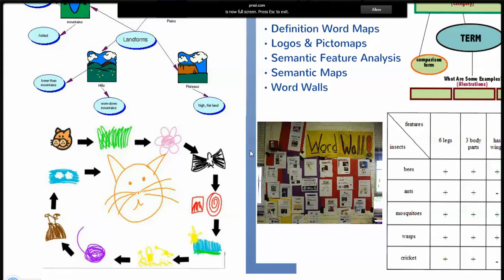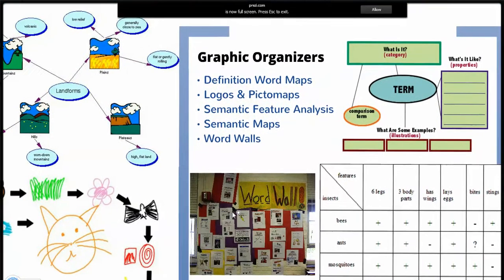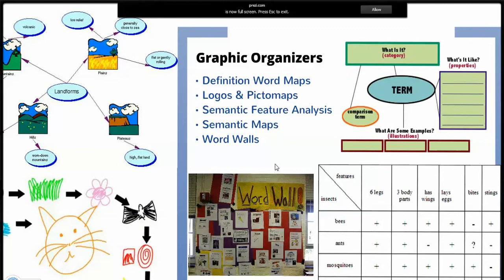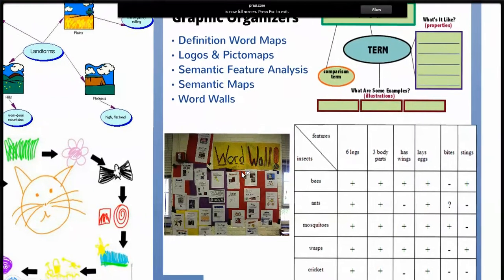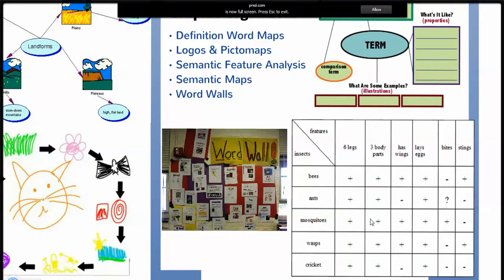Semantic feature analysis. That's more than likely over here. A semantic map, you can see I already have. Word walls, there we go. Also, here's, I think this is the feature analysis right here.